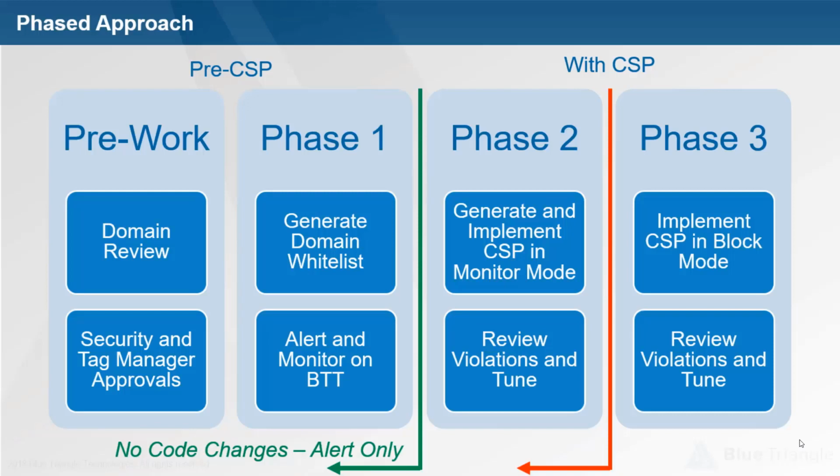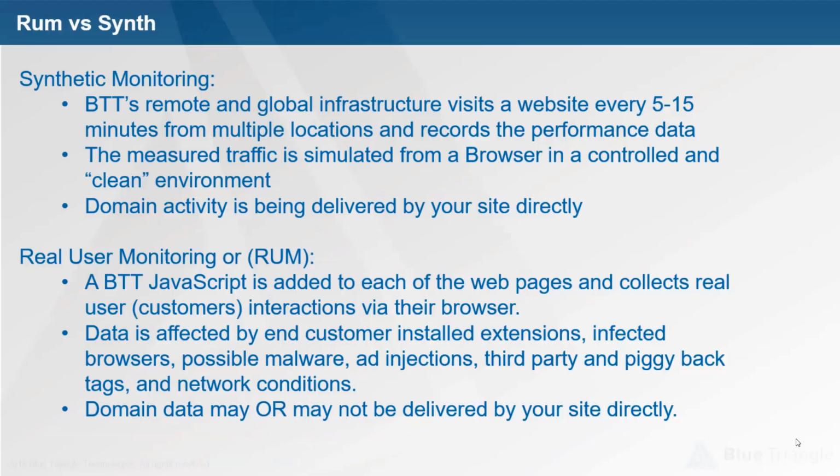And then the second step would be to generate and implement a CSP in monitor mode, so it's non-blocking. And then just like you would do with tuning a WAF, you want to look for and review those violations and then continue to look at, hey, are there any false negatives? Are there any false positives in there before you ever take the step to go to phase 3? We want you to be very comfortable before you ever go to a blocking mode that you've done all your homework correctly and you're not going to have any inadvertent blocking happening here or losing any functionality at all. And that's what that phased approach really gives you.